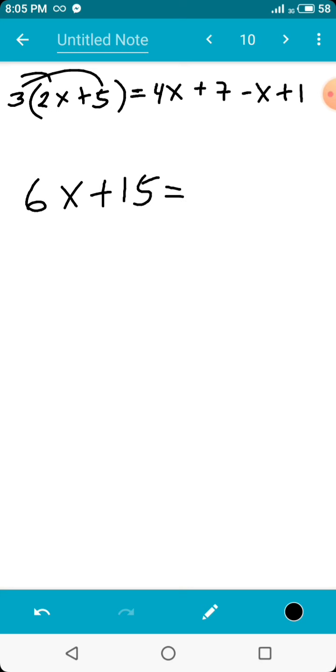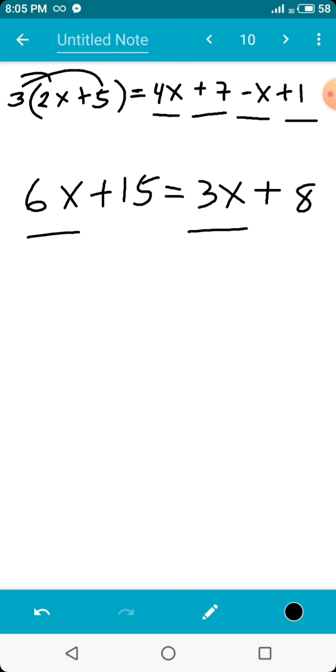And then, combine like terms dito sa side na 'to. So, 4x minus x, we have 3x. And then, we have constant term na positive 7, saka positive 1, so we have positive 8. Okay? So, cancel na natin. So, again, mas maliit yung 3x sa 6x, so i-cancel natin is yung 3x sa kabila. So, to cancel that, we need to minus 3x.